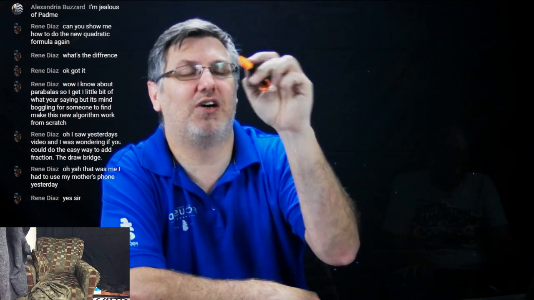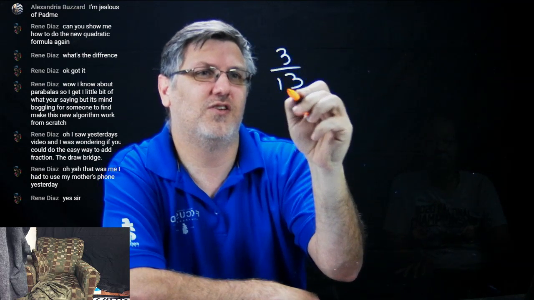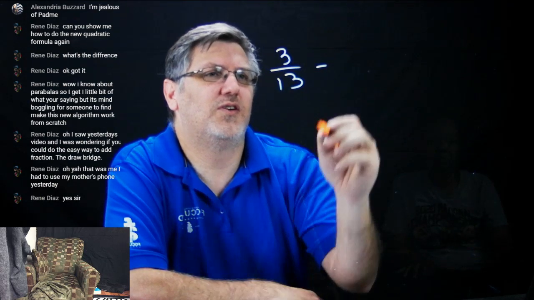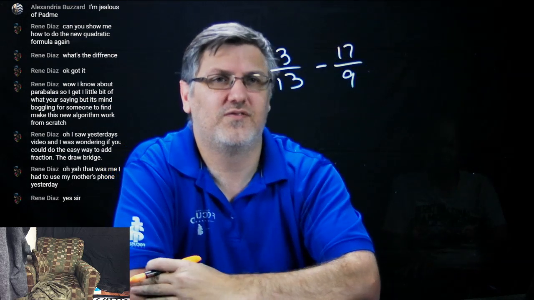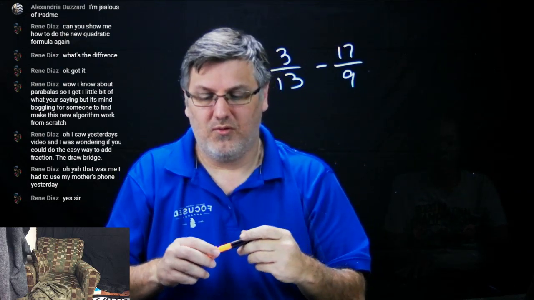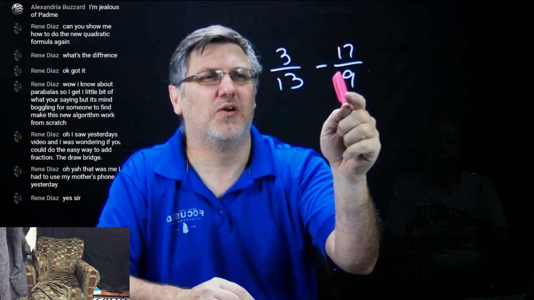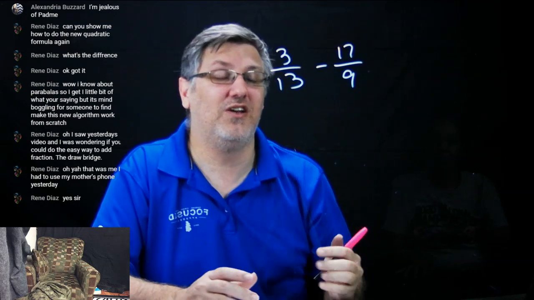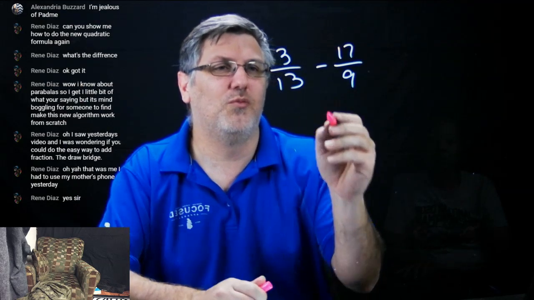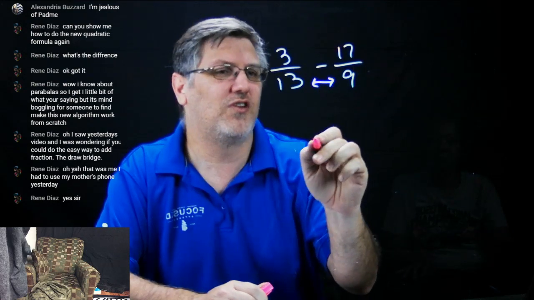Alright, so let's do 3/13 minus 17/9. Okay, so to do this, we have to create a common denominator. And this one's not obvious. This is a prime number. This is a composite number. This breaks down to 3 and 3. This is 1 and 13. So there's nothing really I can do to get an LCM or anything like that. But what you want to do is multiply your bottoms together. 13 times 9, that's 117.